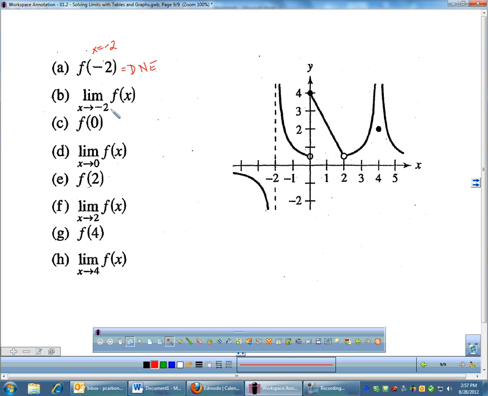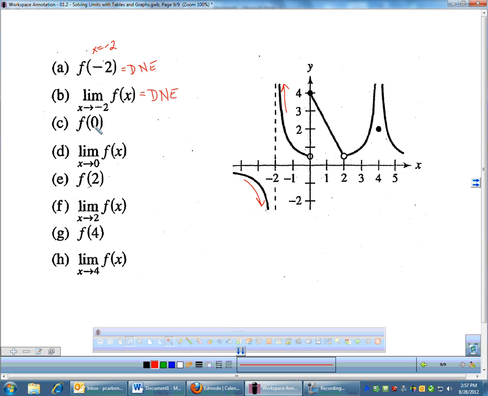Number B, the limit as I approach -2. Now, even though the function doesn't exist, that does not mean the limit doesn't exist. The limit may still exist. So I've got to look at -2. Here's -2, and I'll look at the left side and the right side. Do they meet? Are they going to the same place? No, left and right sides disagree. They're going in completely opposite directions. So the limit also does not exist. In this case, the function and the limit don't exist.